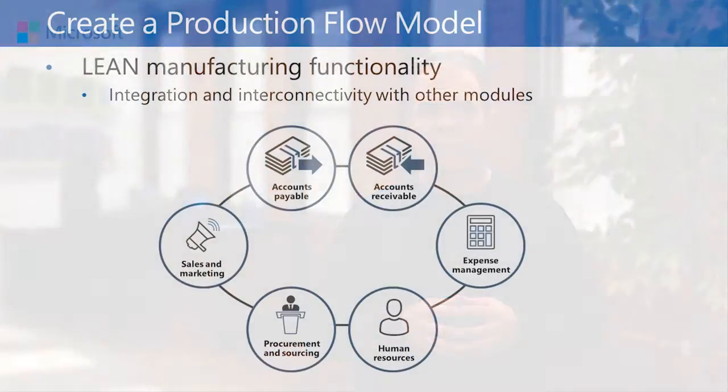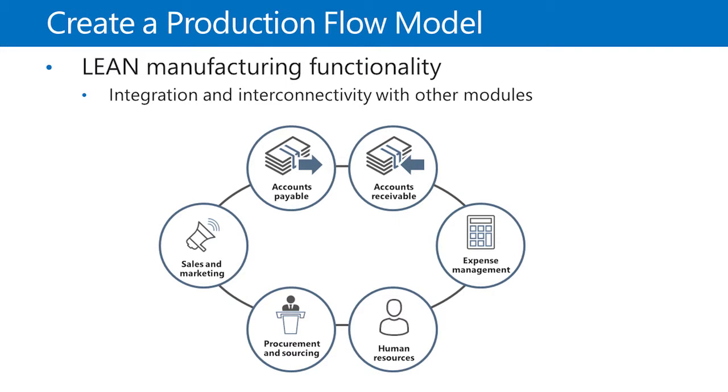As with all modules in Microsoft Dynamics 365 for operations, there's a high degree of integration and interconnectivity between the lean manufacturing functionality and other modules. This interconnectivity allows the production flow to act as the mainstay for lean manufacturing and maintain important relationships for the planning, scheduling, and implementation pieces of the production process. The processes described in this lesson are listed in the order that they need to be conducted.